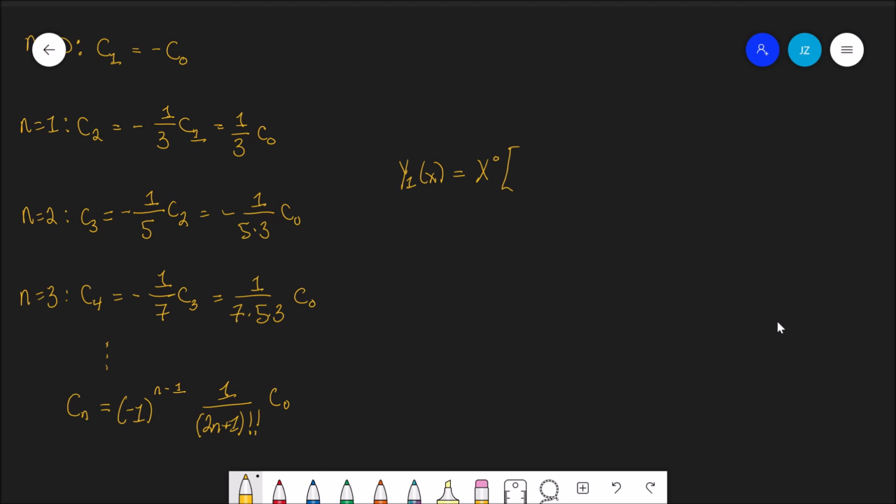Times 1 plus 1 minus C naught x plus a third C naught x squared minus 1 over 5 times 3 C naught x cubed, so on and so forth.